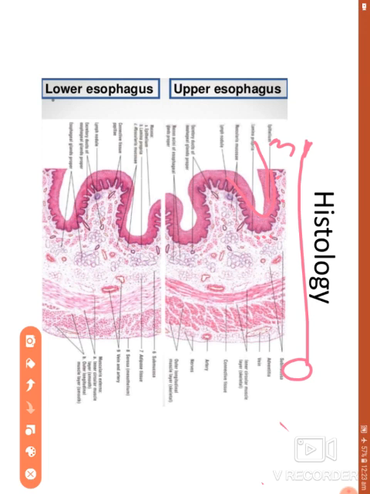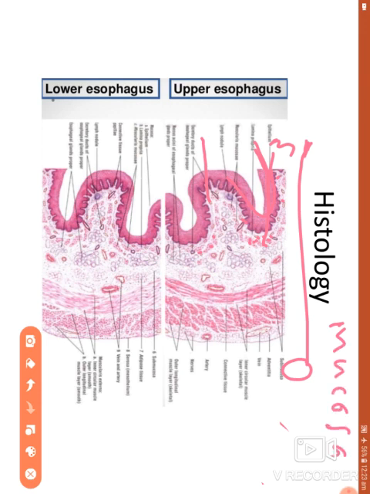Deep to the lamina propria, you can see this pink structure. That is the smooth muscle layer, the muscularis mucosa. This lining epithelium, this lamina propria, and this muscularis mucosa form the mucosal layer. So the inner layer is the mucosa.